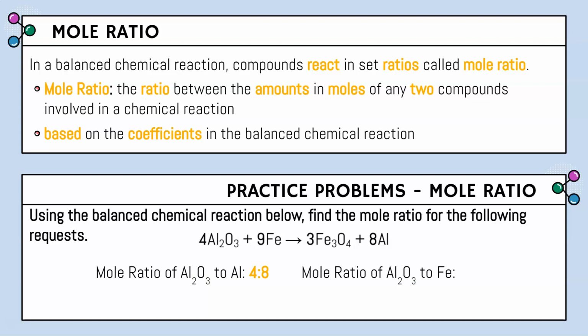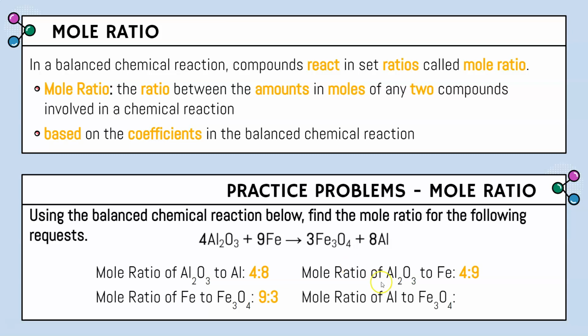So let's go into the mole ratio for Al2O3 and Fe. And again, it's coefficients. Al2O3 has a coefficient of 4. Fe has a coefficient of 9, so we have 4:9. Now for Fe and Fe3O4, Fe has a coefficient of 9. Fe3O4 has a coefficient of 3. So the ratio is 9:3.